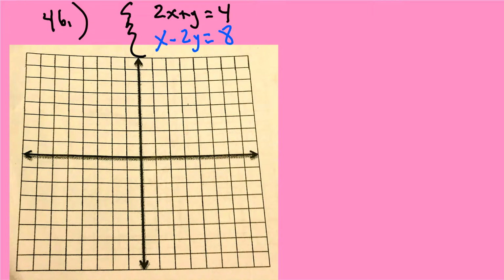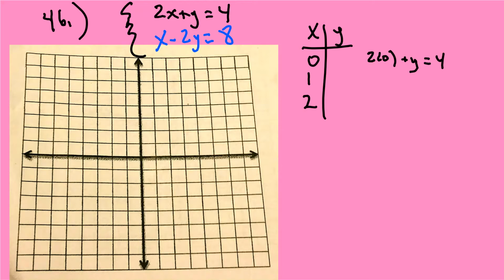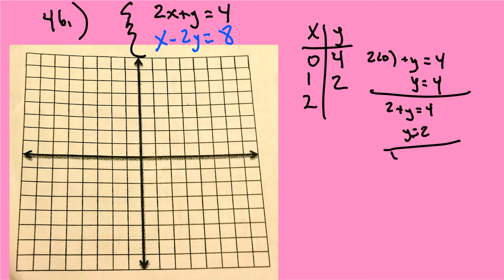Alright, 46, we have 2 lines. So what you're going to do is make 2 XY charts. I'm going to start off with my first XY chart and pick x's 0, 1, and 2. I'm going to plug them in. I plug in 0 for x, so I have 2 times 0 plus y equals 4. 2 times 0 is 0, so y is just equal to 4. Now I'm going to plug in 1. 2 times 1 is 2, plus y equals 4. I subtract 2 from both sides, so y equals 2. When I plug in 2, I get the same thing. 2 times 2 is 4. I subtract 4 from both sides, so y equals 0.